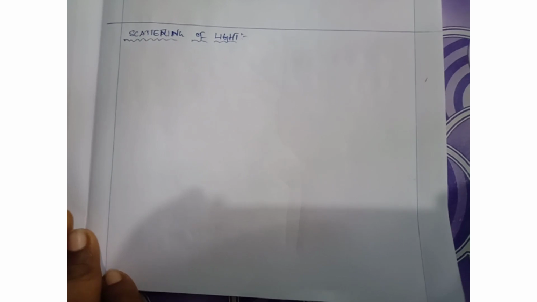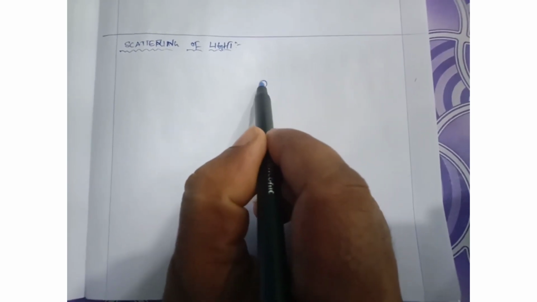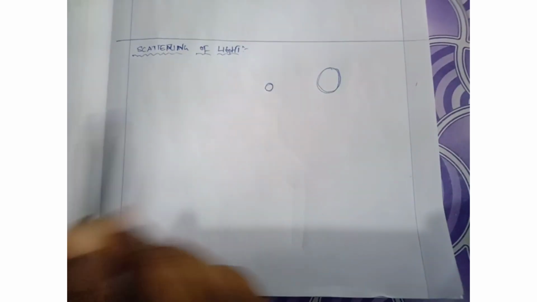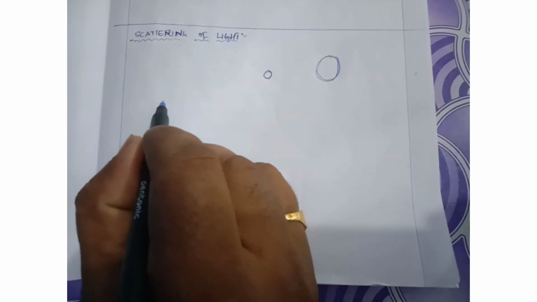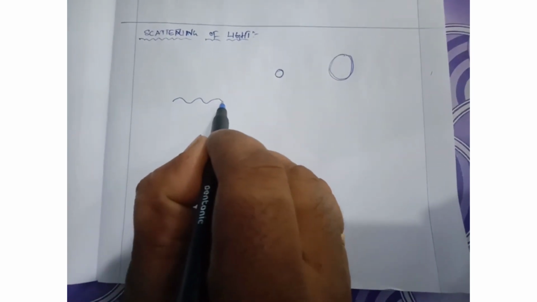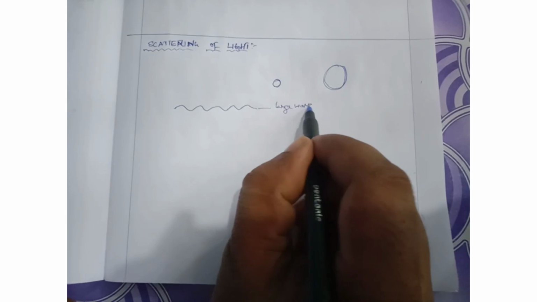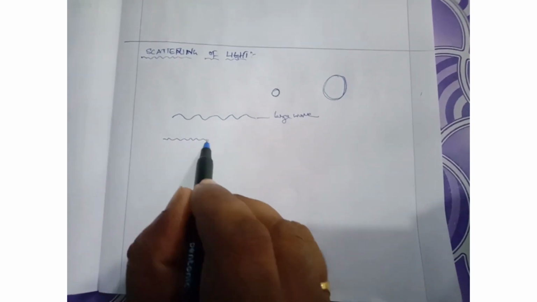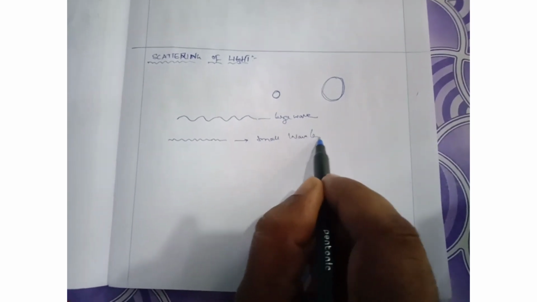See here, the scattering of light. We can observe that light is absorbed by certain particles. One is a small particle and another one is a large particle. So the light enters a small particle or a large particle. Light has two kinds of wavelength: this is a large wavelength, and another one is a small wavelength.